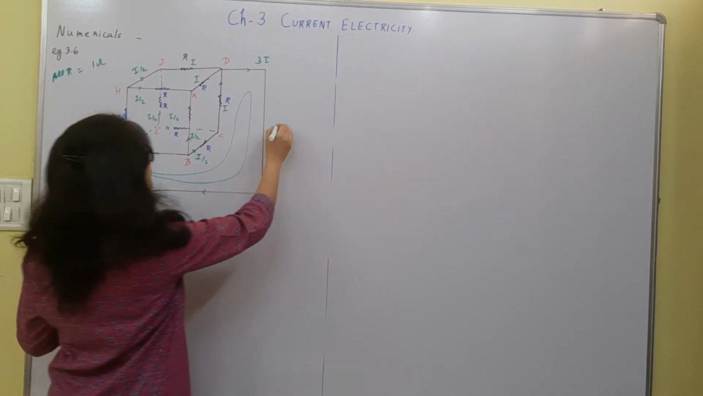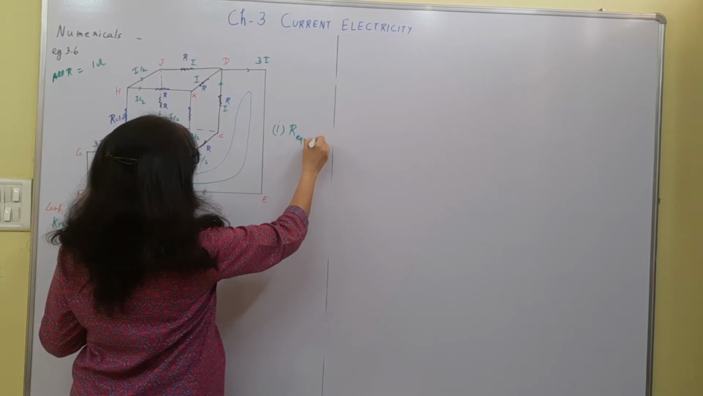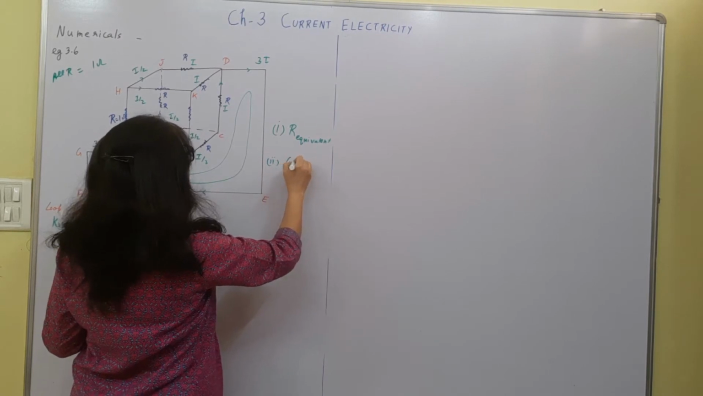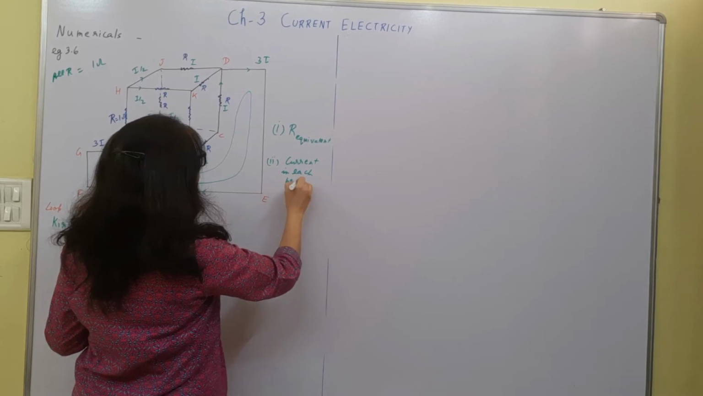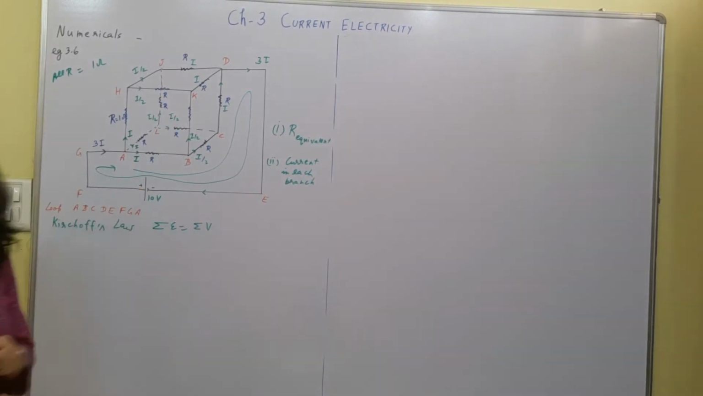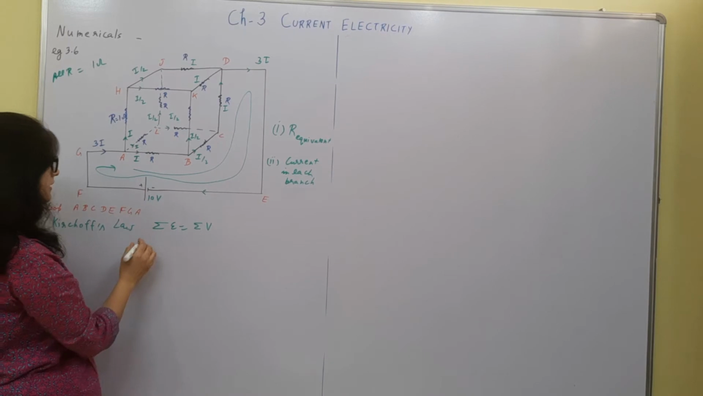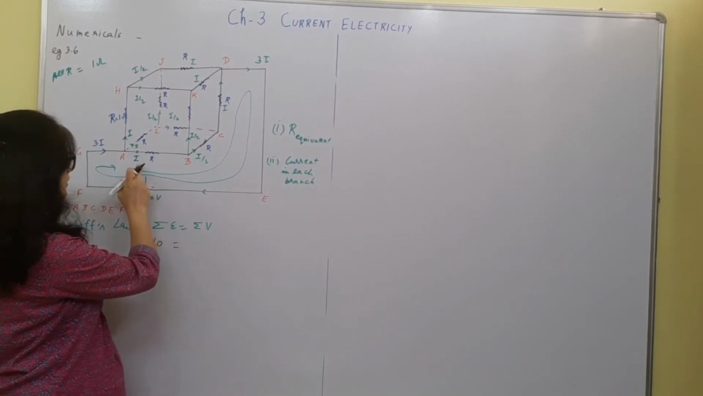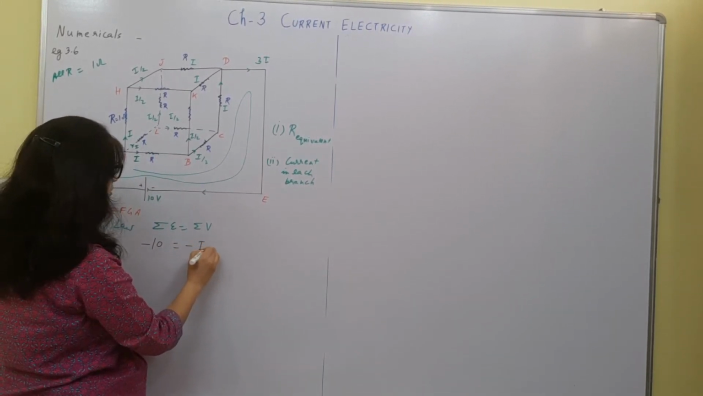You have to find the R equivalent, and second thing you have to find the current in each branch, right? So for that we are applying Kirchhoff's law. As I told you, I am taking this loop, so this is going clockwise, so this will be minus 10 volt, and here this is the first resistance and this is the current which is going clockwise. So for clockwise I am taking minus I into R.